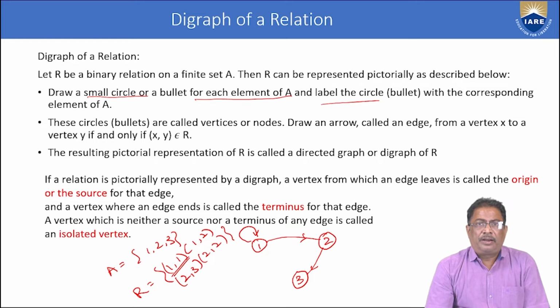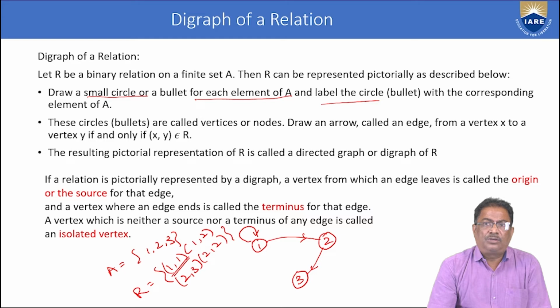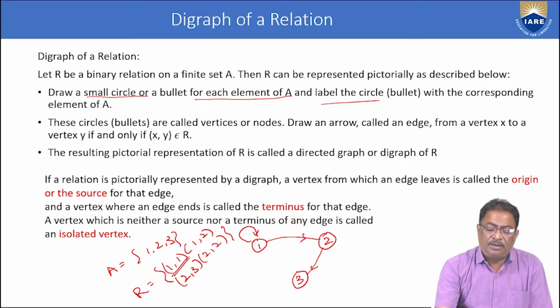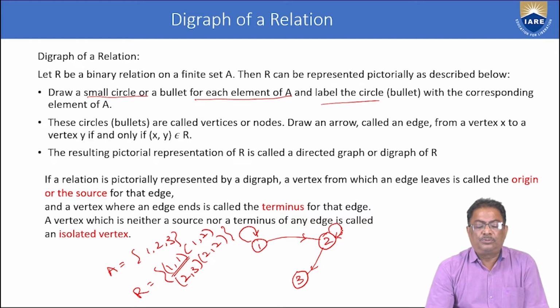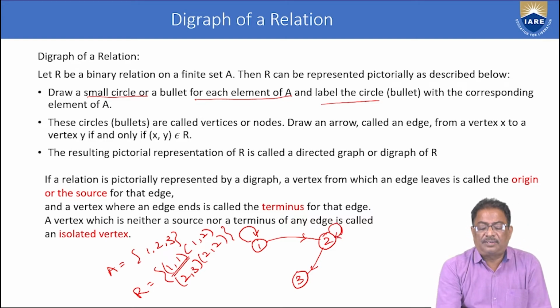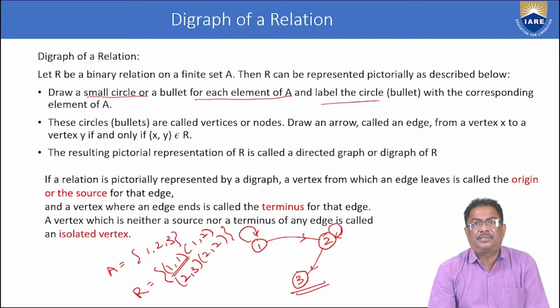2 is related to 3, but 3 is not related to 2. See, it is a directed edge. Then the next one is 2 is related to 2. So this is the directed graph.